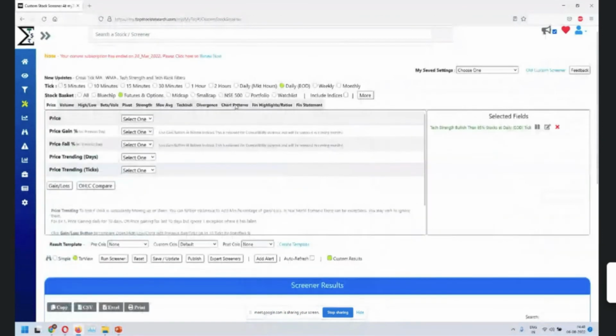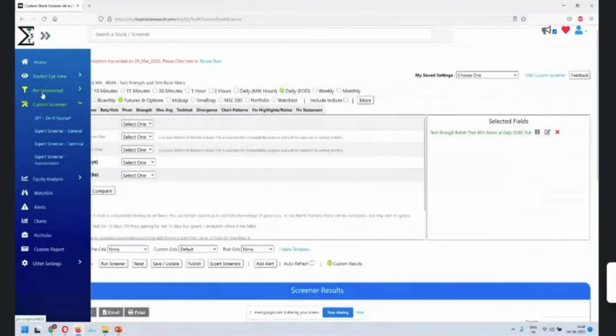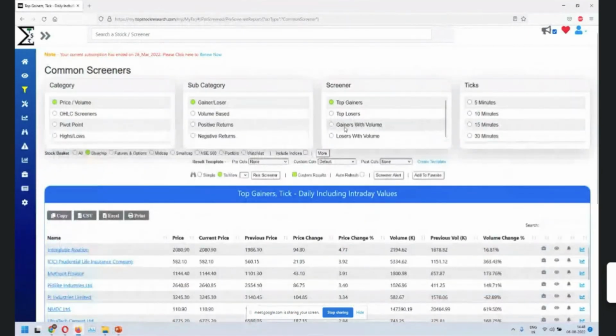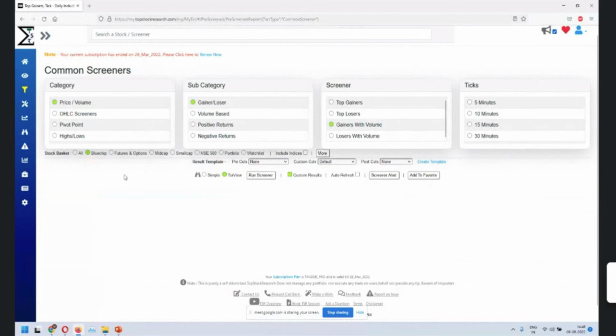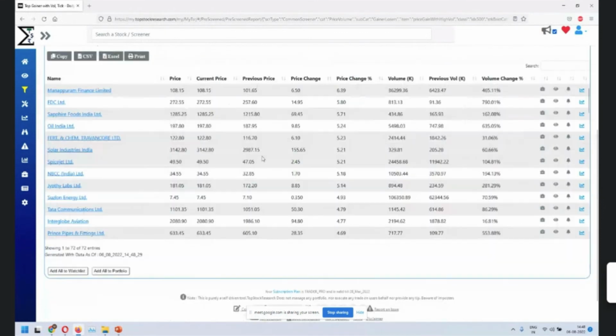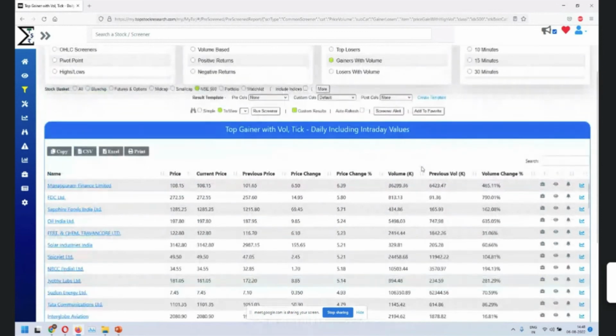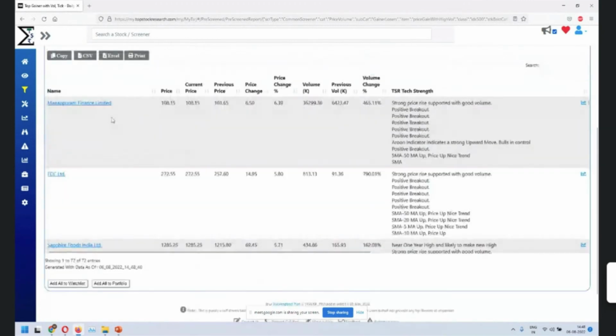Now, let's say you're looking at something else. For example, price gainer with volume. We find a few stocks. Now, along with this, if you want to look at the technical strength also, you have an option. Go and look at key TSR trend strength. Here is where you'll see not only the price gain with volume, but also the technical strength. It gives you some commentary also, like SMA up, nice trending up.